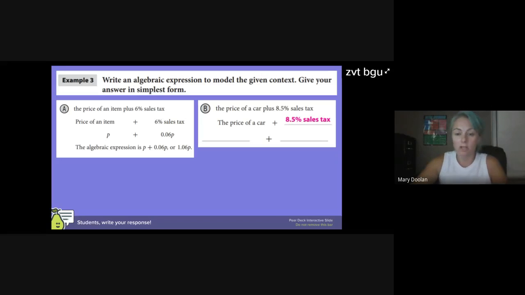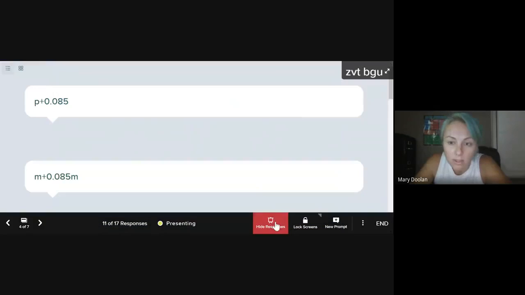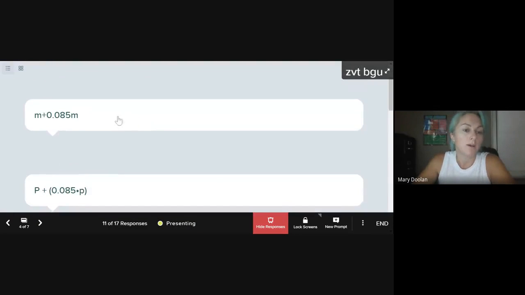And let me go ahead and share some responses with you. This is really close, except we're forgetting something right here. This one here, they use the variable m. So m is the price of the car, and then this is the sales tax. This is the 8 5/10% as a decimal, 85 thousandths, 0.085 times the same variable they chose. Okay, so you're gonna make sure you're using the same variable.